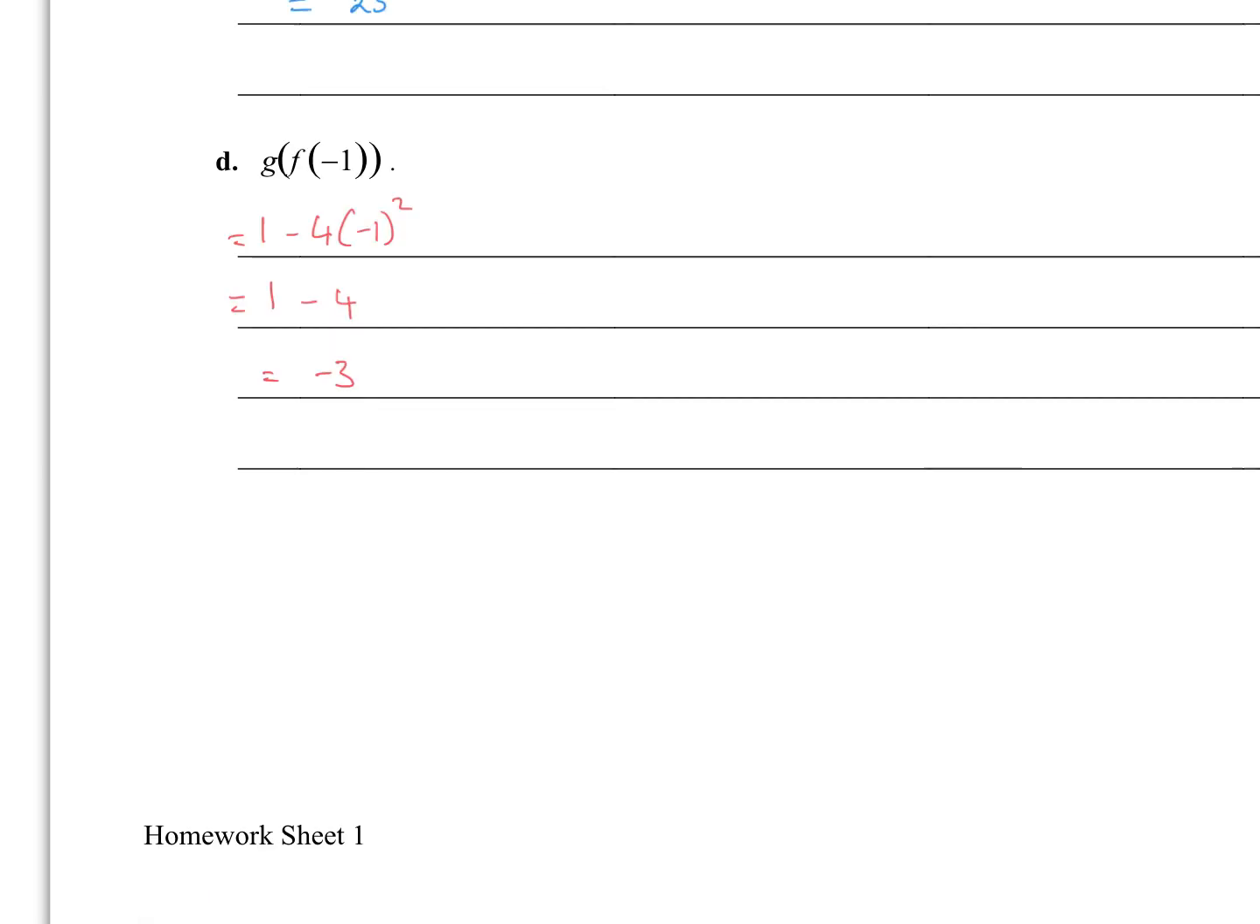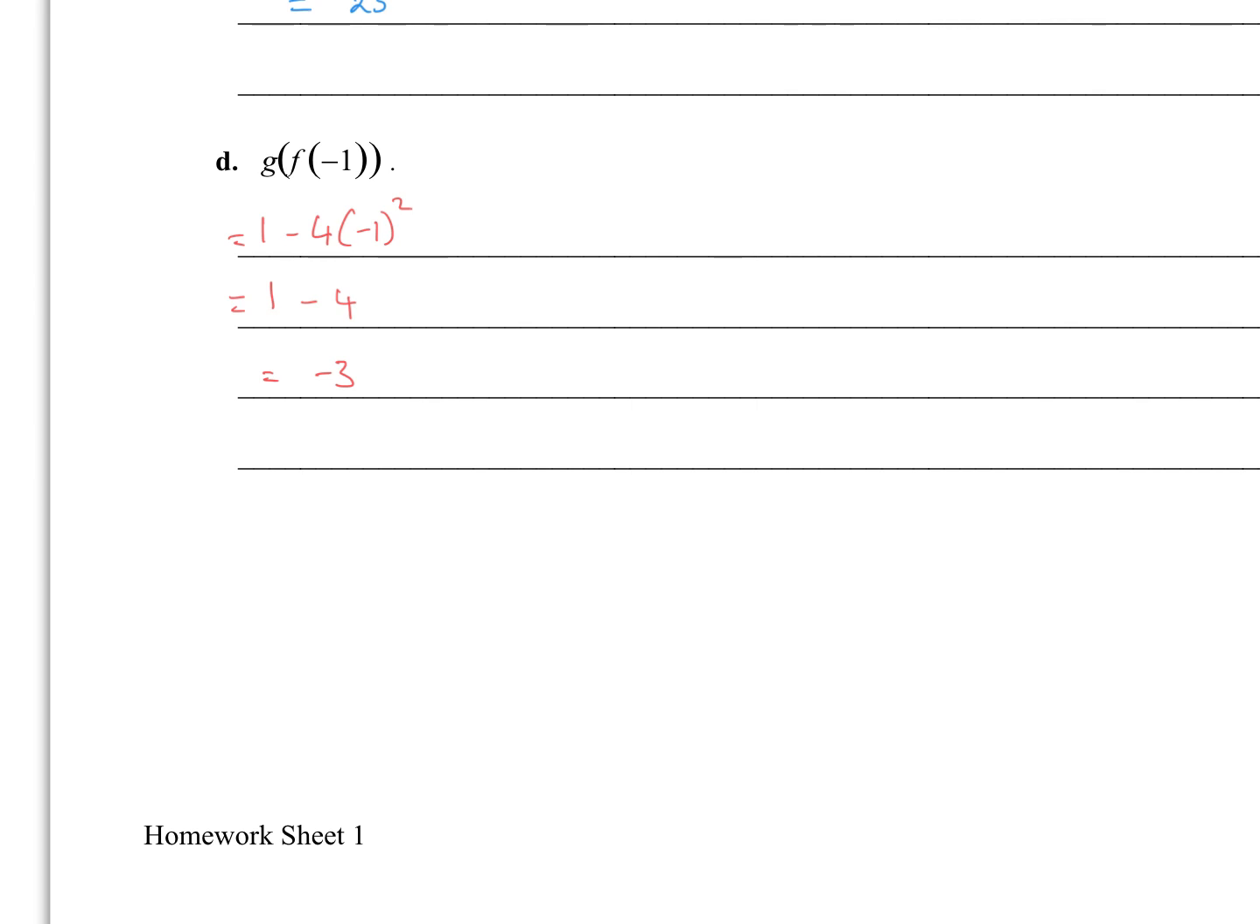f of x equals x squared. g of x is 1 minus 4x. Find the composite function f of g of x. So we're just going to substitute g of x into f of x. So we'll go red into black. So if I just put 1 minus 4x into x squared, there's my f of g of x. We don't need to expand it, unless it said leave it in a particular form.